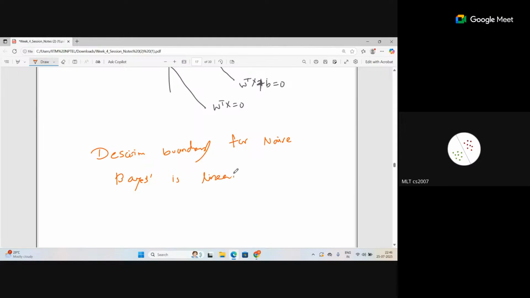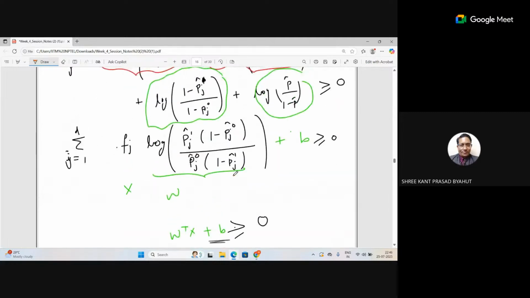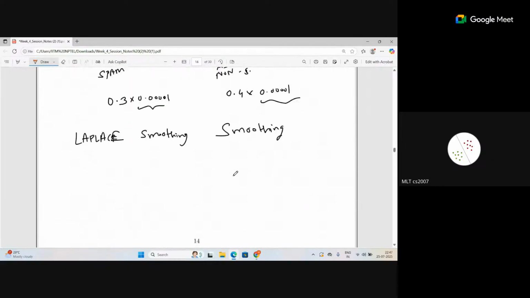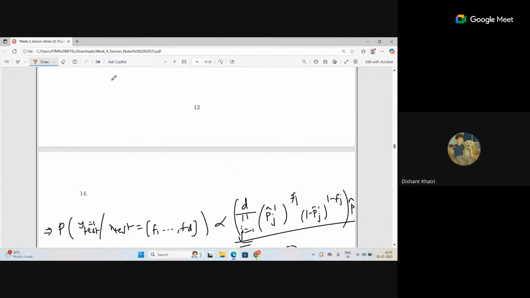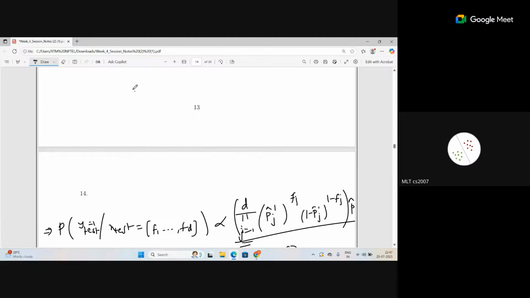Is that okay? Naive Bayes, what do we mean by that? This is Bayes theorem, right? We have applied Bayes theorem, and we have used one assumption here. And what was that assumption? Class conditional independence, right? So we are saying that based on the class, we are assuming that all the features are independent of each other.